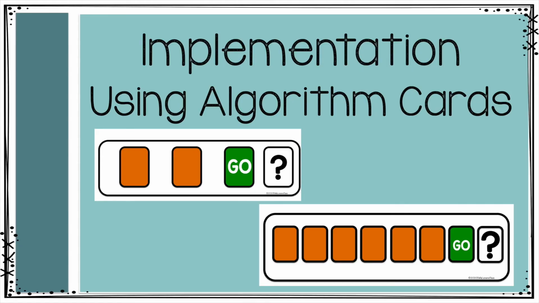The next step is using algorithm cards to predict where the BeeBot will land. This can be a little tricky for some kids, so I recommend starting simple. Start with a mat and ask where it will land if we go straight, straight, go. The real fun begins when you add a turn.